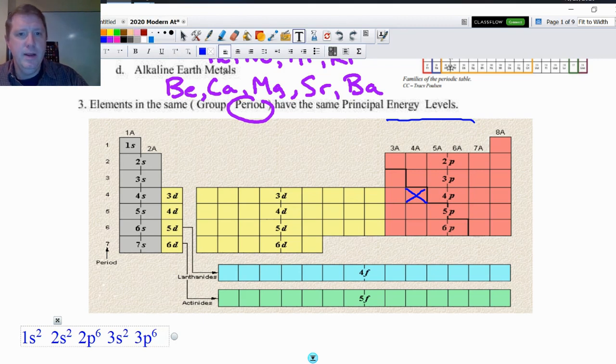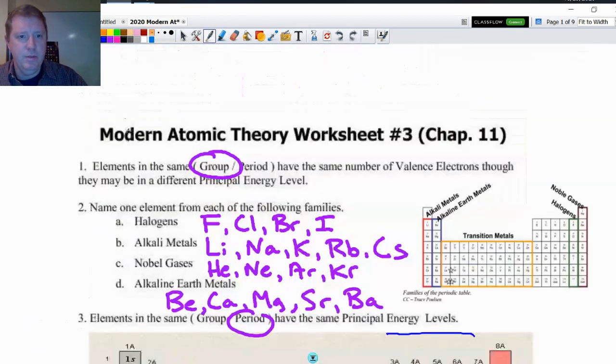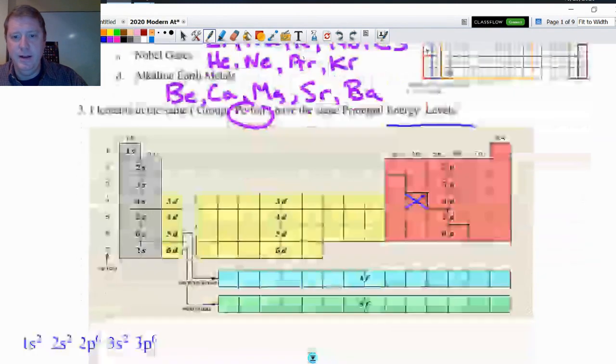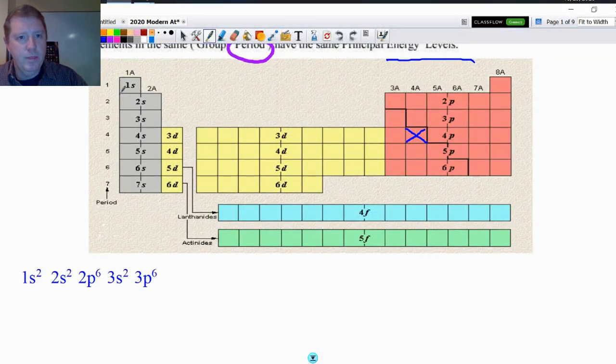We went through the 1s, then the 2s, then the 2p, and then the 3s and the 3p. Now my dog is barking like crazy, but we're going to ignore that. And then we're going to work our way across to here.